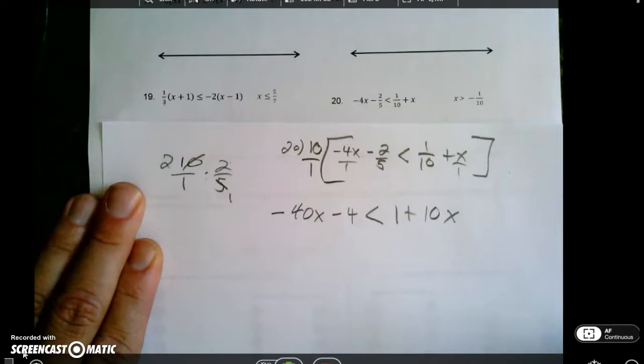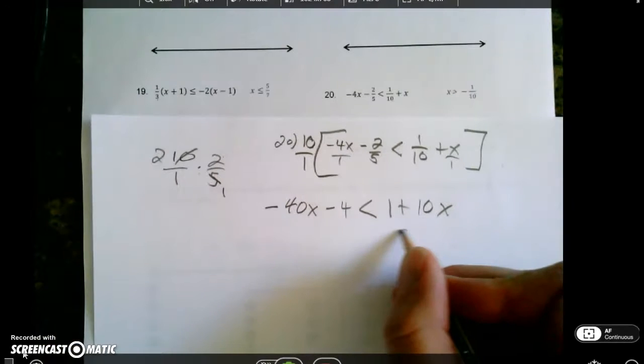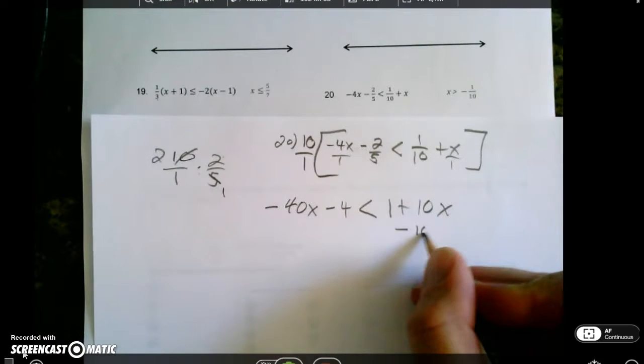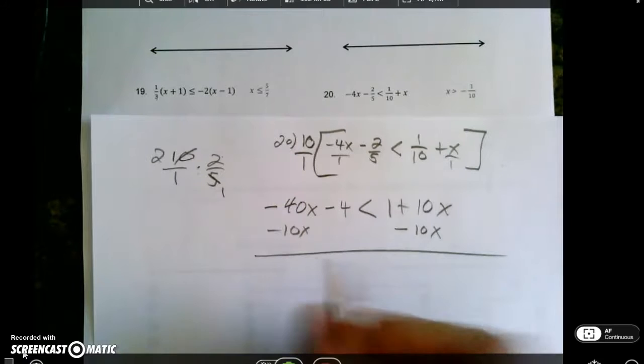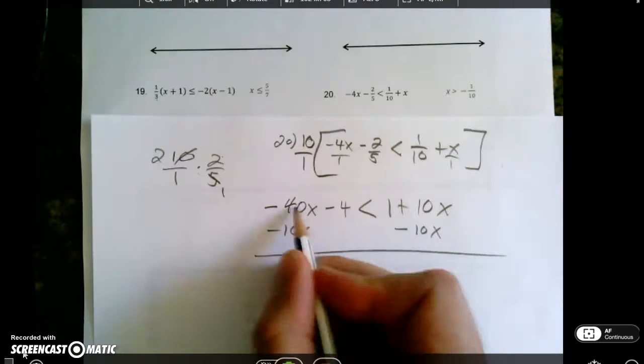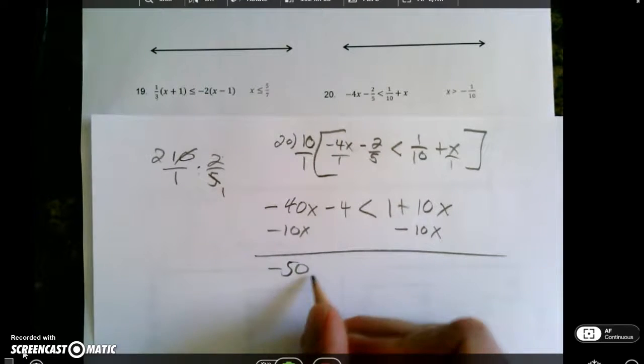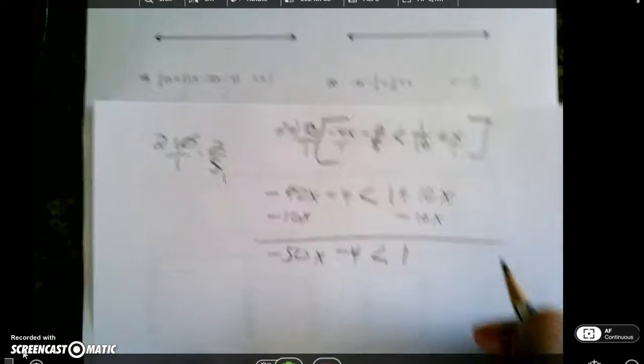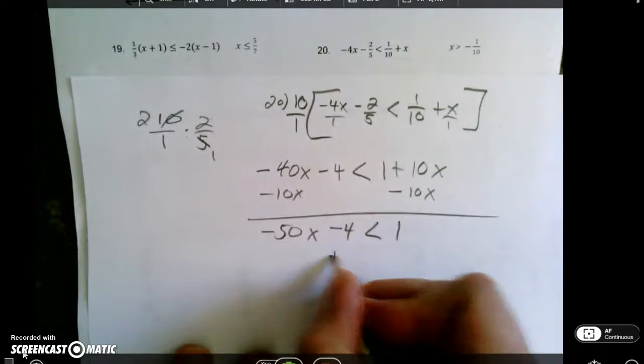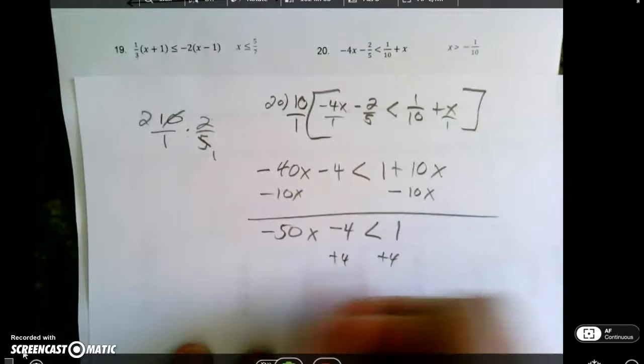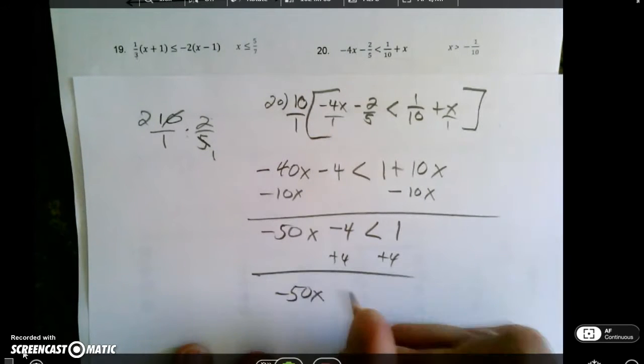Okay, this time I'm going to do something just to remind us of something here. So I got variables on both sides. I'm going to subtract 10x from both sides in this case. So negative 40x and negative 10x is negative 50x minus 4 is less than 1. Okay? Add 4. Negative 50x is less than 5.